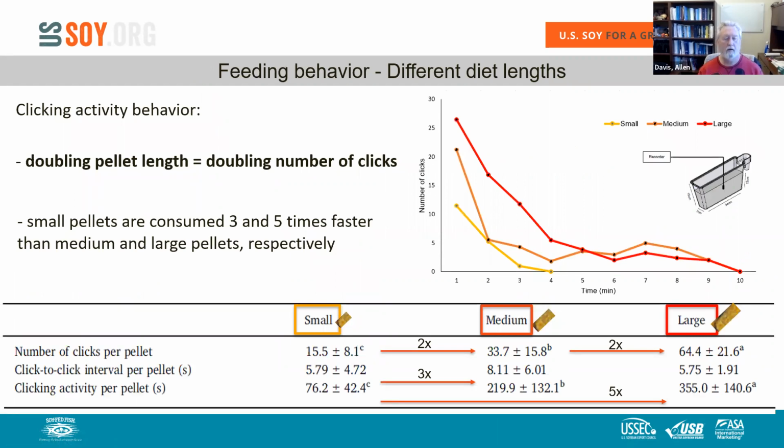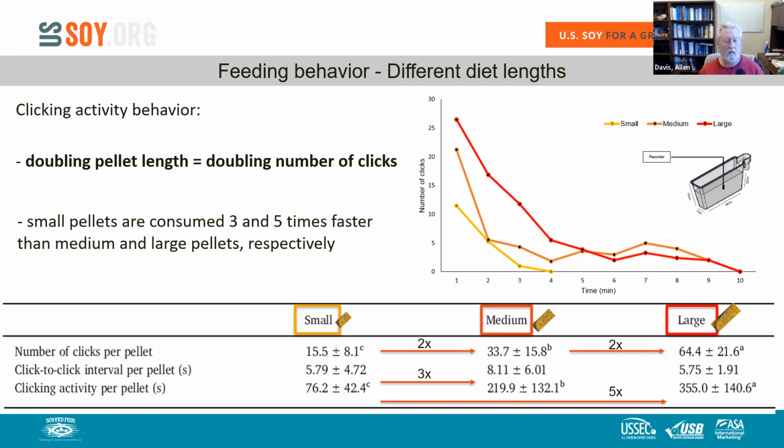Now, think about this as if you had a small candy bar, a medium-sized candy bar, a large candy bar. The small candy bar, you might actually be able to eat in one bite, or maybe a couple bites. But the longer it is, the more bites you're going to have to take. And that's exactly what we saw with the shrimp.